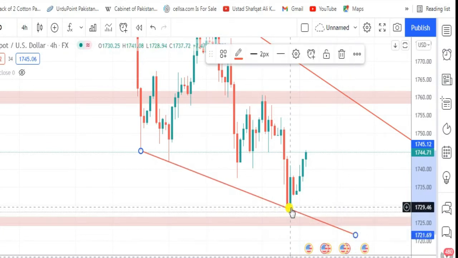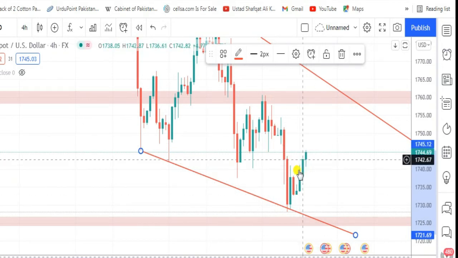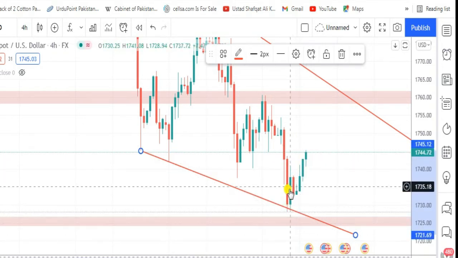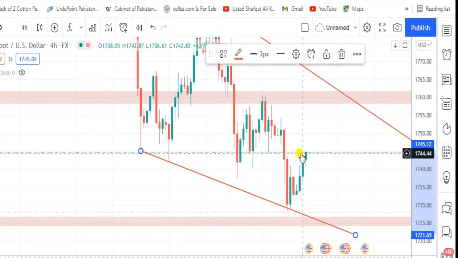Yeah, we were in a buy trade at 1730, and we have secured very good pips. Yesterday, approximately 100 to 200 pips, just by following this area again and again. We were entering in that area, and after the rounds, now the market is moving towards the upside.